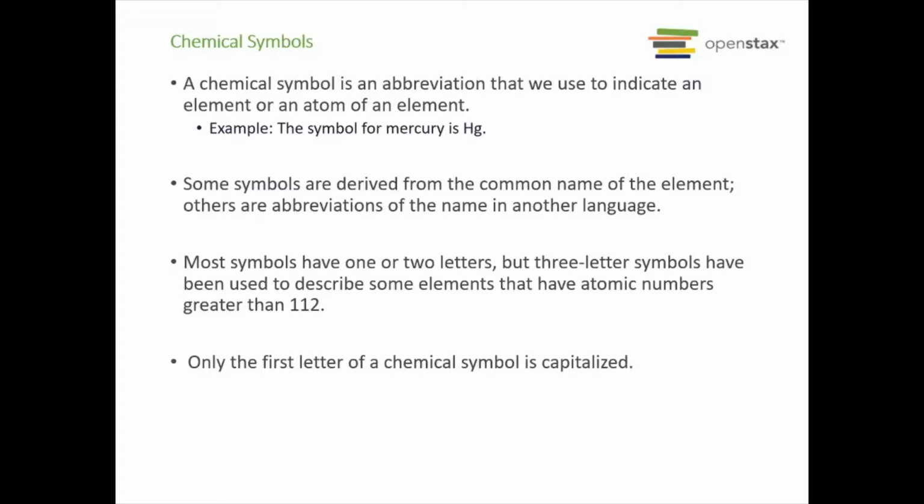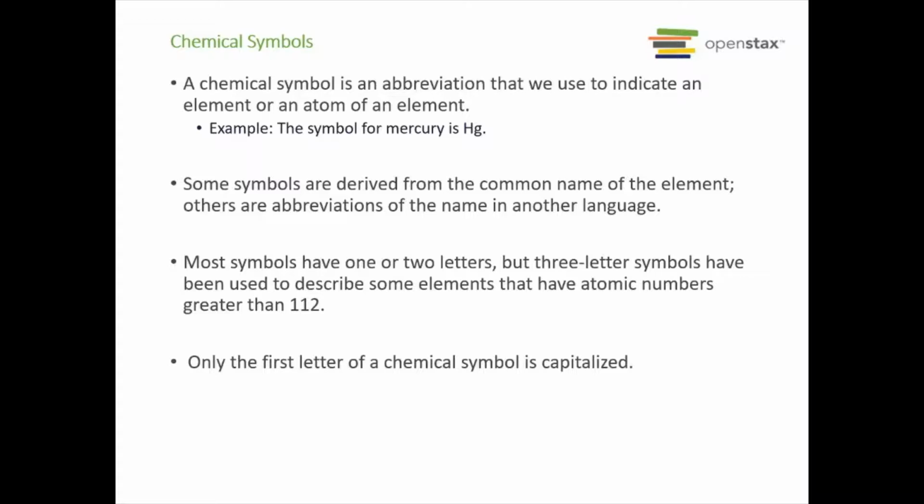So we have all these different elements, right? And we saw the periodic table of elements in chapter 1 briefly. Before we get into the actual table, let's talk about the symbols that are on it. A chemical symbol is an abbreviation that we use to indicate an element or an atom of that element. For instance, mercury has the symbol Hg. Some symbols come from their common name in English, some from another language, mostly Latin.